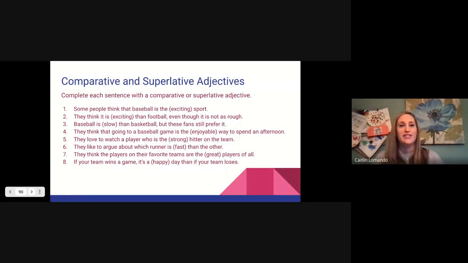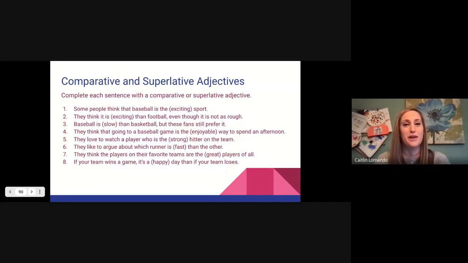Number 2, they think it is exciting than football, even though it is not as rough. So now we're just comparing baseball to football. So it's comparative. Are we going to say more or add er? We would say more exciting.